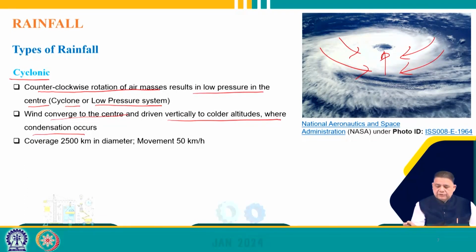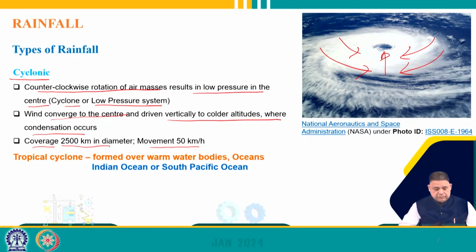And of course, you know that cyclones bring heavy rainfall to an area, and their coverage is also large. The coverage could be as much as 2,500 kilometers in diameter, and they move fast, and typical movement is 50 kilometers per hour. It could be much larger, we will see in a minute or so.